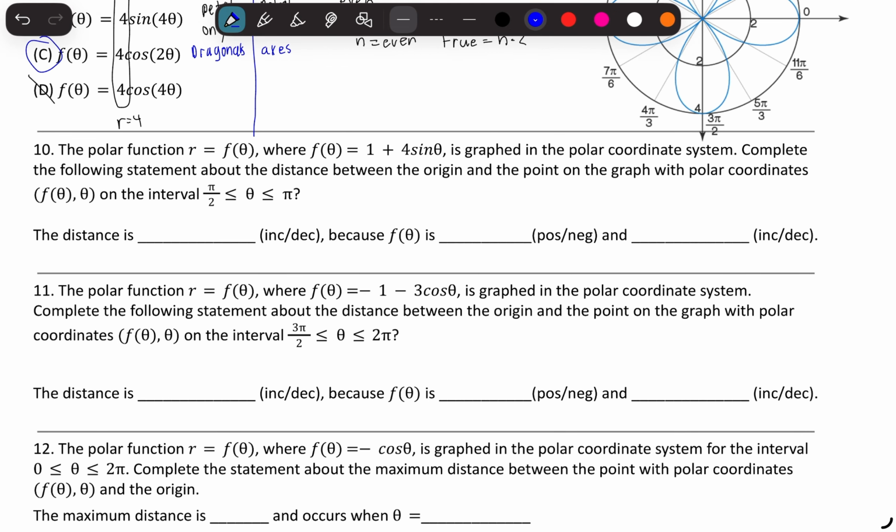The polar function r is equal to f of theta, where f of theta is equal to 1 plus 4 sine theta, is graphed in the polar coordinate system. Complete the following statement about the distance between the origin and the point on the graph with the polar coordinates f of theta on the interval pi over 2 is less than or equal to theta is less than or equal to pi. So, from pi over 2 to pi, we know that sine decreases and sine stays positive.